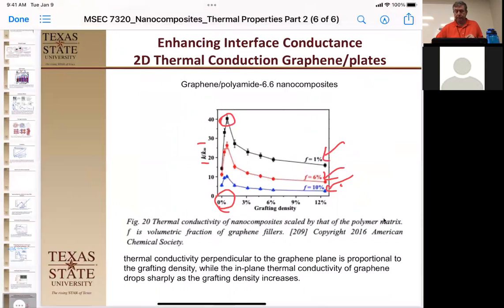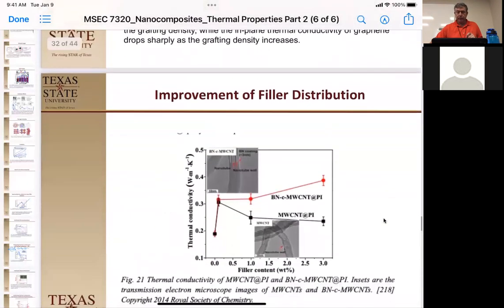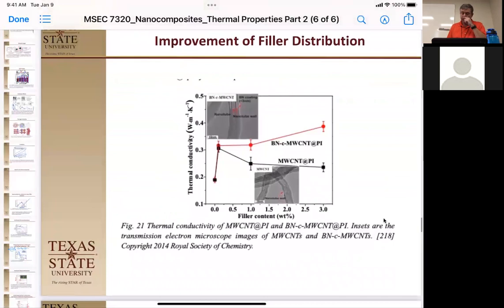Okay, so let's do another way to improve it. That was thermal resistance, the thermal barrier going from your conductive filler to your matrix. So let's talk about another way to improve thermal conductivity in your nanocomposite. And obviously we've seen this before: improved filler distribution. If you get your stuff to not aggregate, you're going to get a much better process.